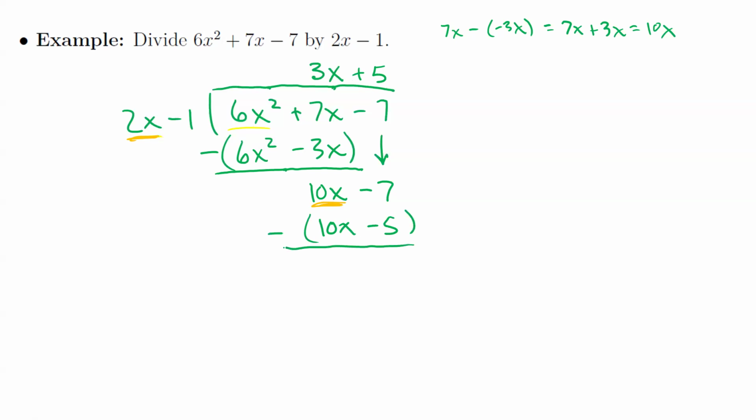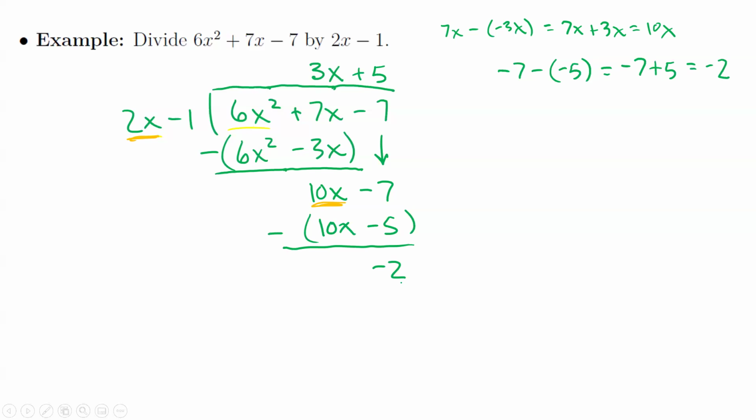And we'll subtract that. And once again, be really careful. Negative 7 minus negative 5. So it's never a terrible idea to do a little scratch work on the side. So that's going to be -2.